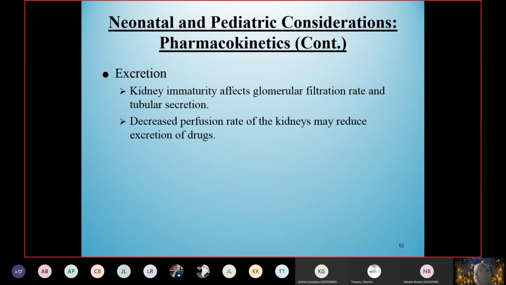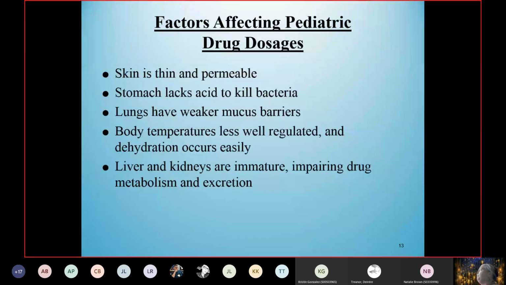Excretion, again, we're talking about organ immaturity. Kidney immaturity affects the filtration rate and tubular secretion. And also the perfusion rate at the kidneys may decrease the excretion. So other factors, skin. Their skin is very thin and extremely permeable. So if you're using a transdermal, you might want to use a lower dose. The stomach does not have acid to kill bacteria. The lungs have weaker mucus barriers. Body temps aren't as well regulated. Dehydration occurs easily. And the liver and kidneys are immature, impairing metabolism and excretion.